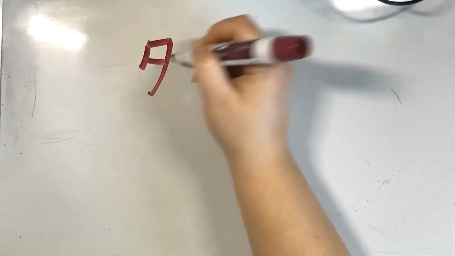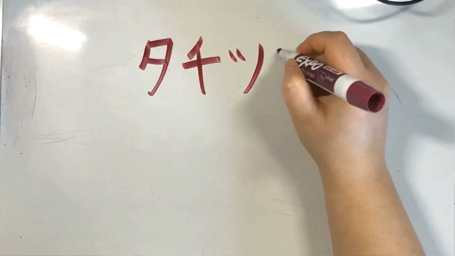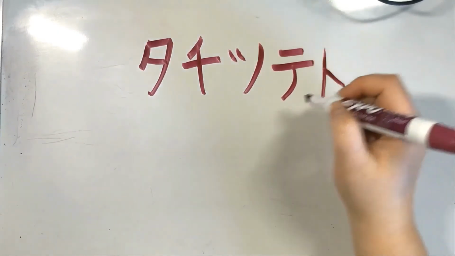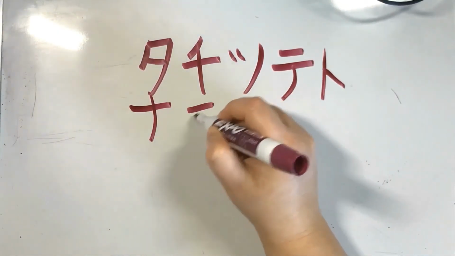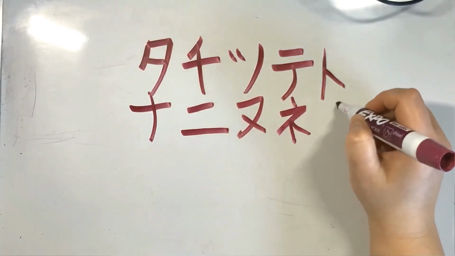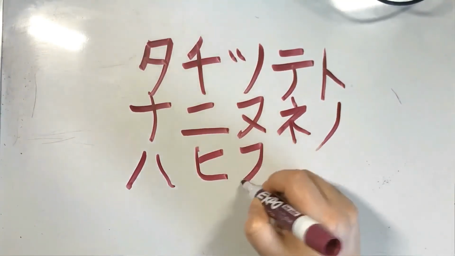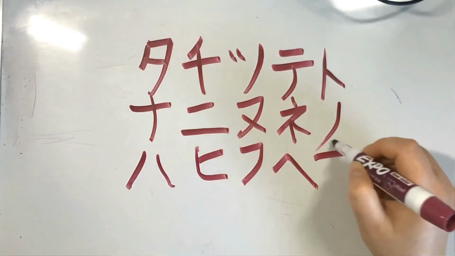So again, I will go over all of the katakana characters and do comparisons each time. So I hope that you look forward to that. So let's review the ones that we learned today. So we learned ta, chi, tsu, te, to, na, ni, nu, ne, no, and ha, hi, fu, he, and ho.